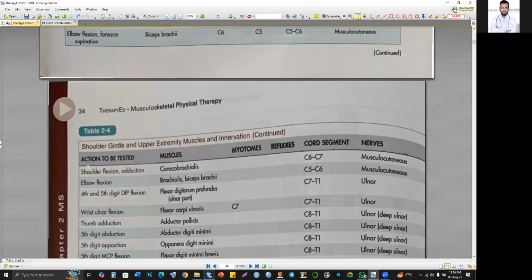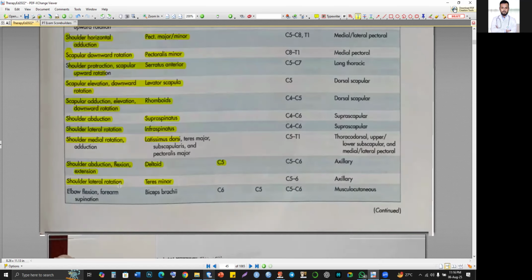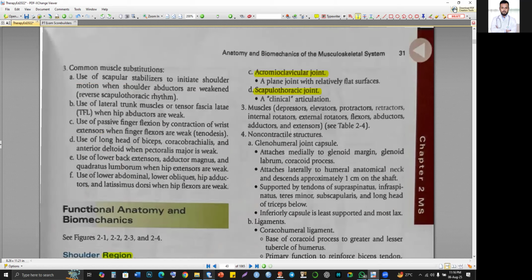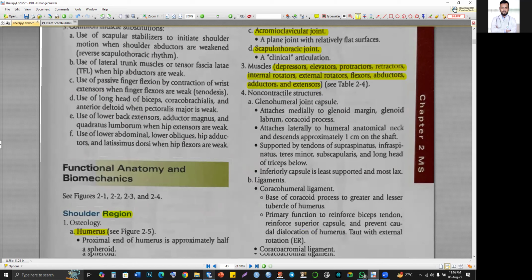Here is another muscle they have already written over here. Shoulder flexion and adduction is done by the coracobrachialis. Okay, so all these muscles we have already covered. You need deep knowledge, I mean the memorization power, to memorize all these muscles.